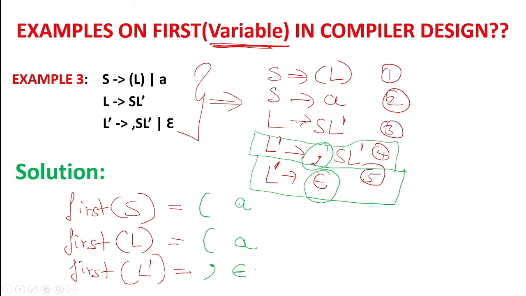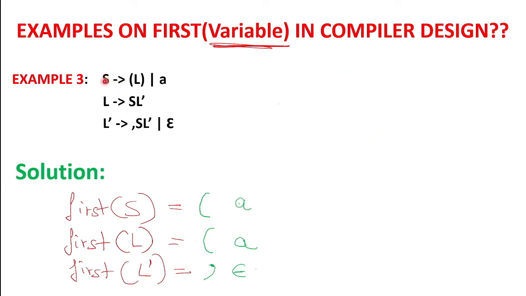So we got first of all the variables present in the grammar. There are three variables on the left hand side, S, L and L dash. Whichever variables are present on the left hand side, first of all those variables we need to find. So first of S we got as opening curly braces and the small case letter a. Then first of L we got opening curly braces and small case letter a only, and first of L dash we got comma and epsilon.